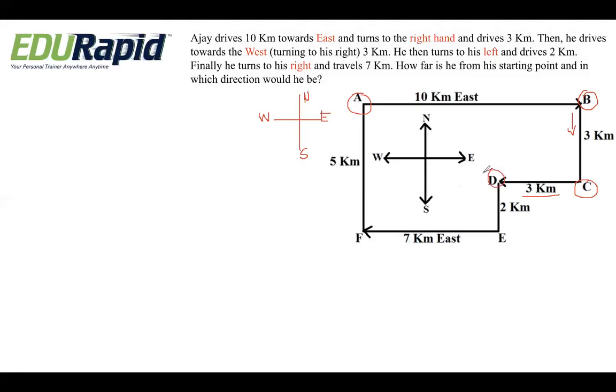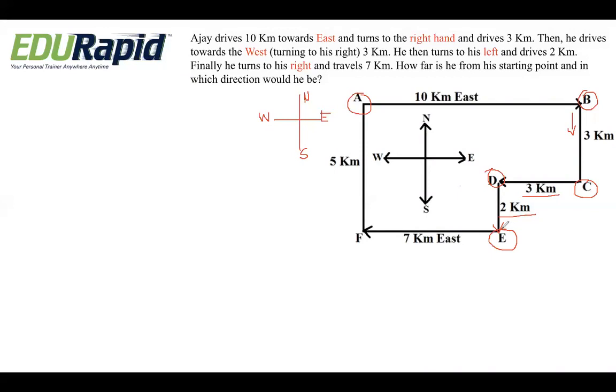And from there, he turns to his left. When he's facing in this direction, his left is south. That is why, remember, initially we went over the directions and what direction you will go when you turn in different directions. So when he turns to his left and drives 2 kilometers, he is going south. When he drives 2 kilometers, let's say that he reaches the point E.